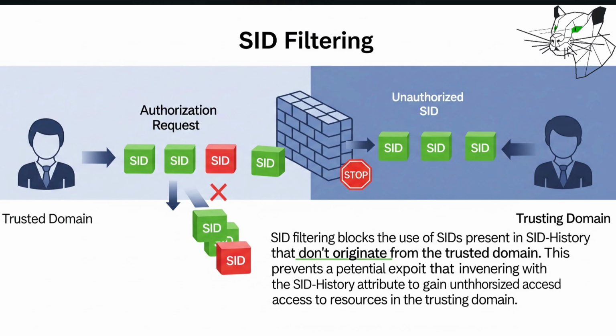SID filtering. By default, when you establish a forest or domain trust, you can enable a domain quarantine, also known as SID filtering. When a user authenticates in a trusted domain, the user presents an authorization request that includes the SID attributes of all groups to which the user belongs. Additionally, the user's authorization request includes the SID history attribute of the user and the user's groups. SID filtering blocks the use of SIDs present in SID history that don't originate from the trusted domain. This prevents a potential exploit that involves tampering with the SID history attribute to gain unauthorized access to resources in the trusted domain.